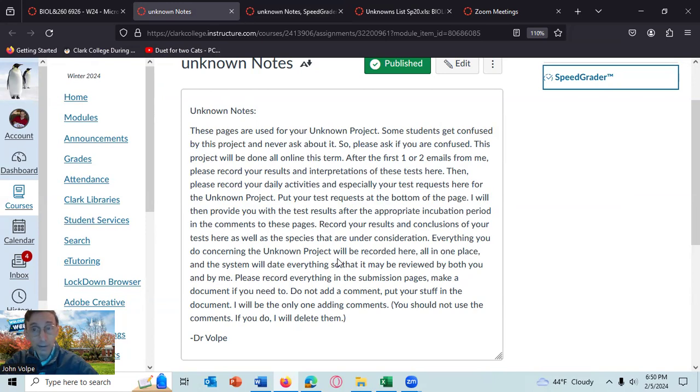I'll tell you to put it in your unknown notes pages because I want everything to be put in one place. And what you will do is you would probably put your results that I send to you and upload it in a document. And at the end of the document, you'd put your conclusions to those results. And then at the very end, you'll take a look at what your possible species are.